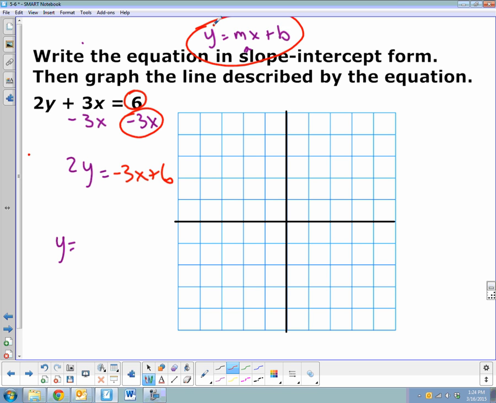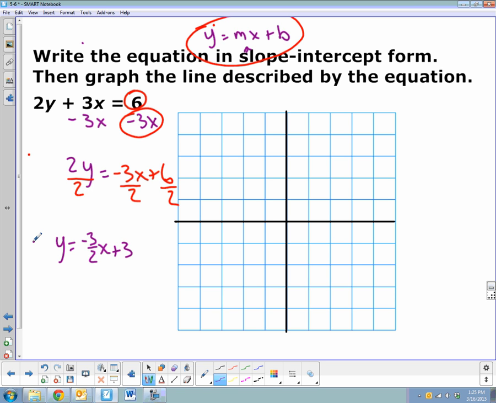Last thing I need to do then to get y by itself, I divide everything by 2. Divide everything by 2, and it has to be everything divided by 2. So y is by itself. I've got negative 3 halves x plus 3. And it does say that we have to write it in slope-intercept form. So I've got that form. Now I'm going to graph it.